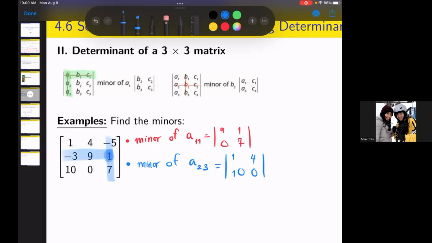Pick the number, whatever you're asked for. Cross out its row and its column, and whatever you don't see, that you did not color over, will be your minor. Why do we do this? Because later we need to find the determinant of a 3 by 3.